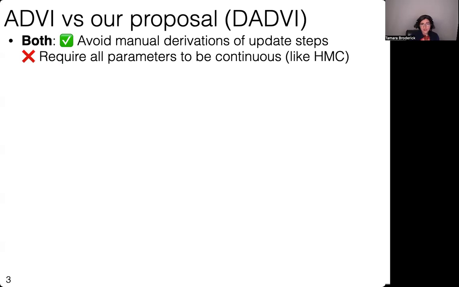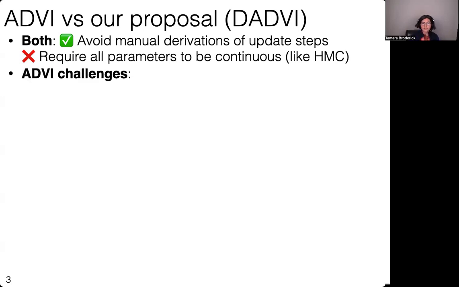On the other hand, there are downsides to both methods. So much like Hamiltonian Monte Carlo, and basically a lot of black box MCMC methods that are being used, these methods require all the parameters to be continuous. And so that does leave out some important models that have discrete parameters.